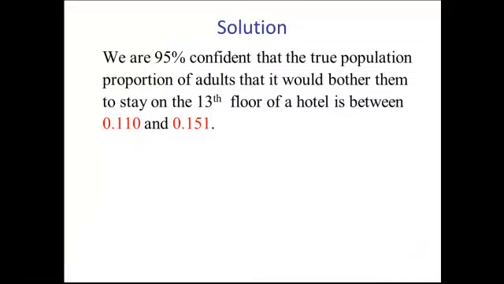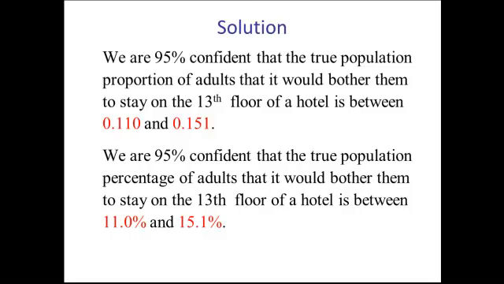So to interpret our confidence interval, we would say we are 95% confident that the true population proportion of adults that it would bother them to stay on the 13th floor of a hotel is between 0.110 and 0.151. Another way we could say that is we are 95% confident that the true population percentage of adults that it would bother them to stay on the 13th floor of a hotel is between 11% and 15.1%.